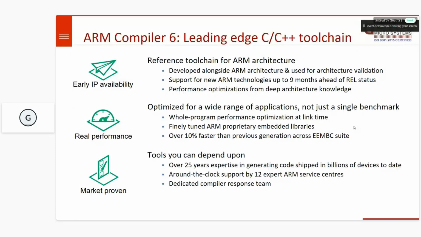Next, market proven tools you can depend on. So as you know, from the day the ARM architecture and ARM cores existed, they have been used for developing code, and the code has been shipped in millions of devices. For example, if you take our smartphones, now each and every one of us has a smartphone. So the millions of lines of code which have gone into smartphones are again based on ARM processor cores, and the code is compiled with ARM compiler 6 or ARM compiler.